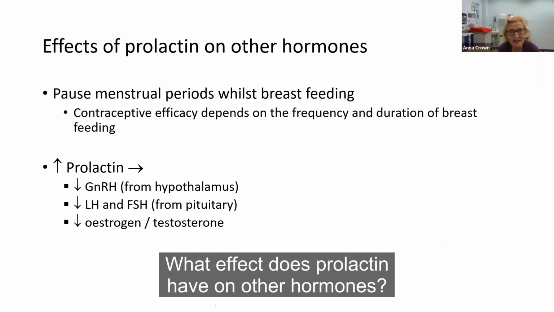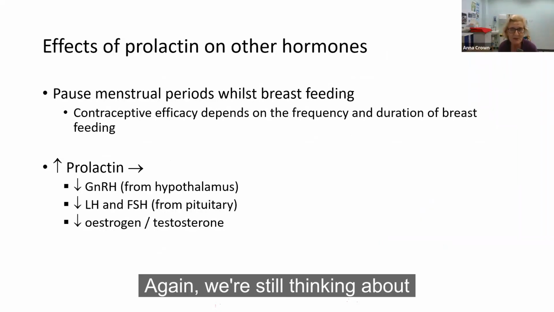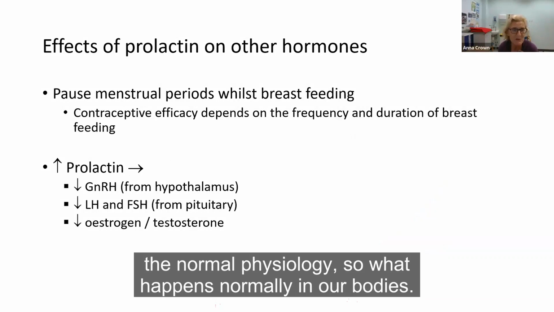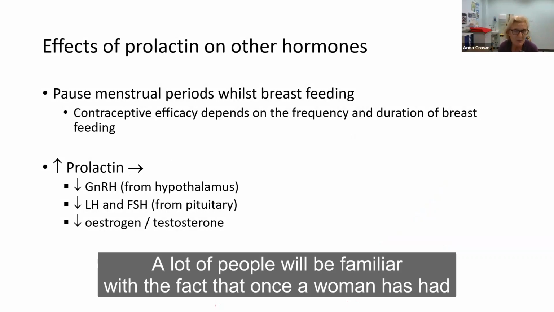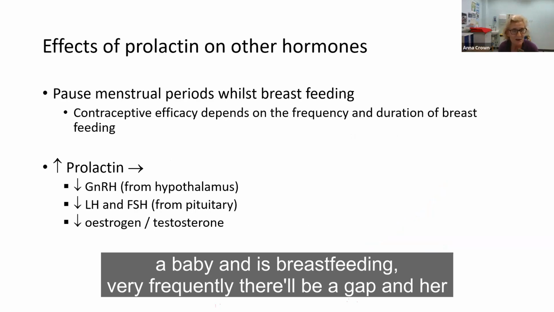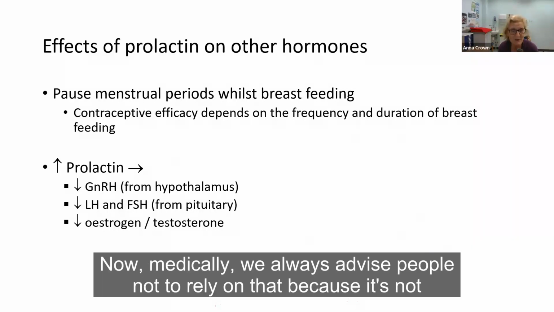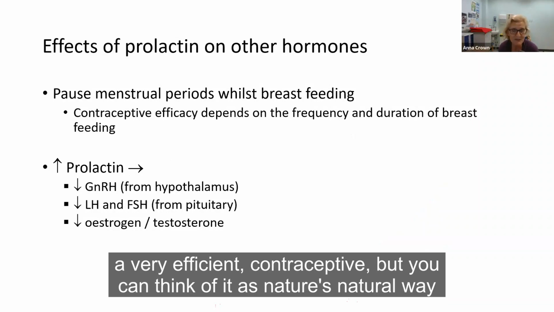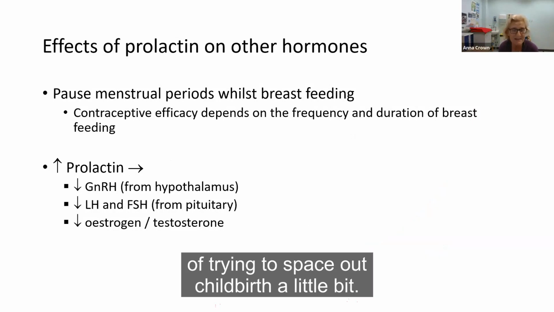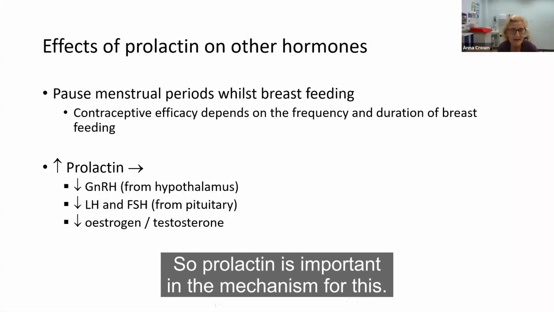So what effect does prolactin have on other hormones? Again, we're still thinking about the normal physiology, so what happens normally in our bodies. A lot of people will be familiar with the fact that once a woman has had a baby and is breastfeeding, very frequently there'll be a gap and her menstrual periods won't return during that time. Medically, we always do advise people not to rely on that because it's not a very efficient contraceptive, but you can think of it as nature's natural way of trying to space out childbirth a little bit. So prolactin is important in the mechanism for this.